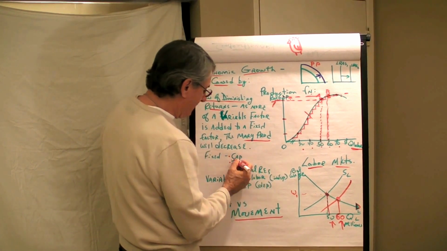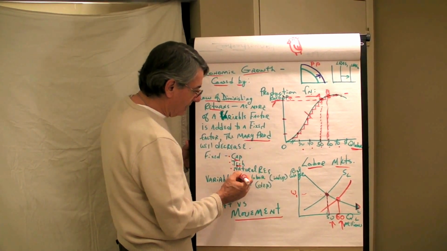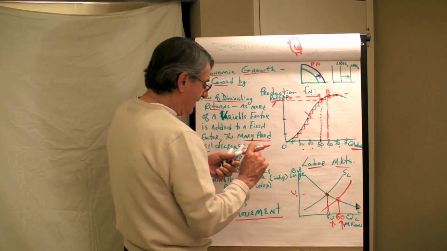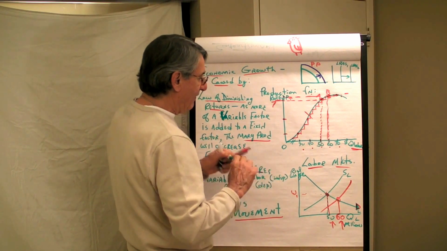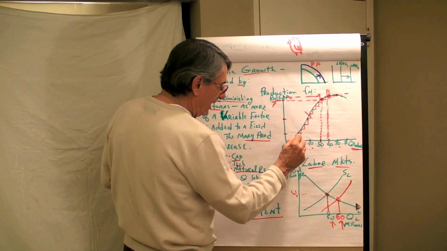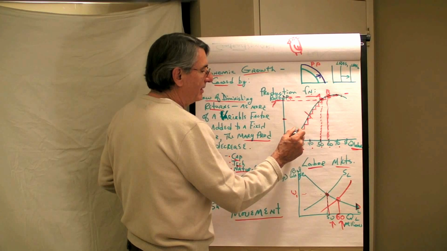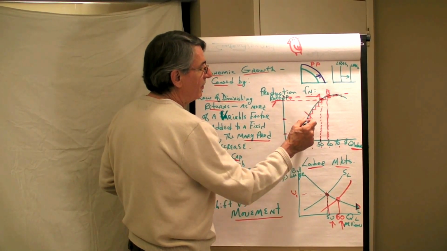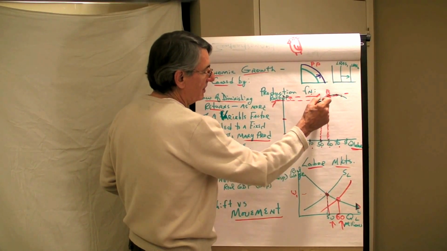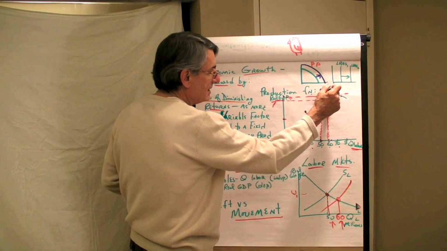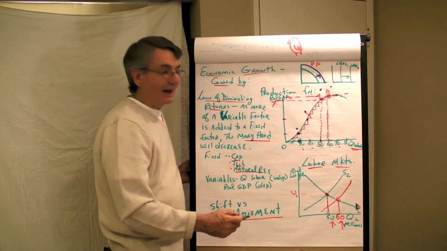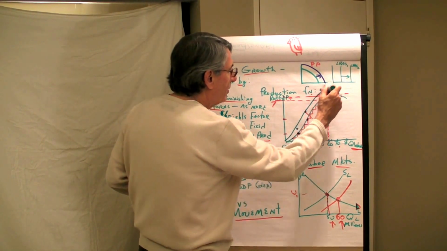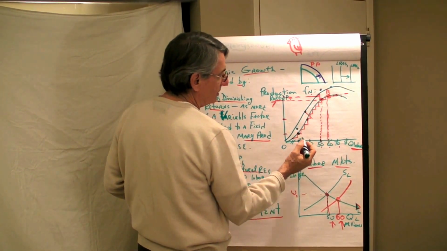So if we got more capital, better technology, or more natural resources, that means that at every quantity of labor with more capital or better technology, that same quantity, 30 million in this case, could produce more units. 40 could produce more output. 50 could produce more output. 60 could produce more output. And as a result, we get an upward shift of the production function.